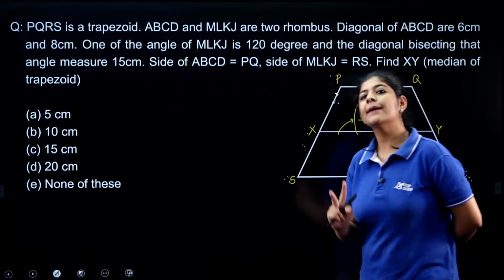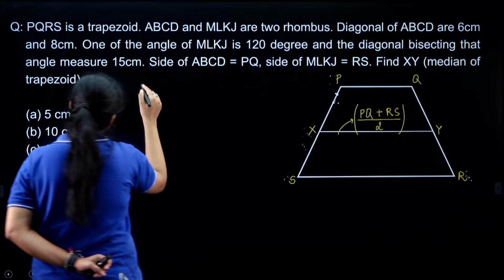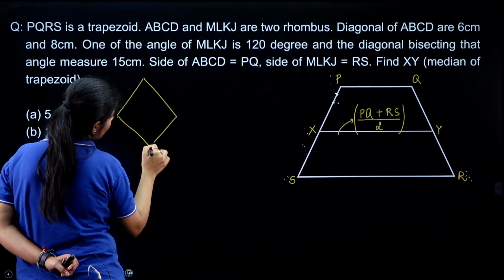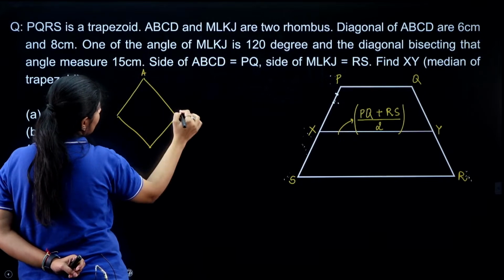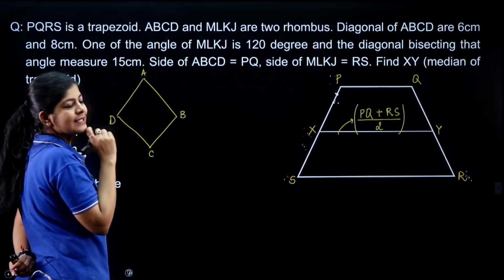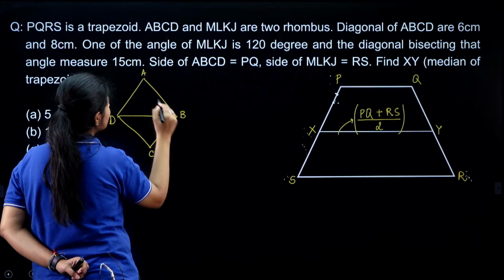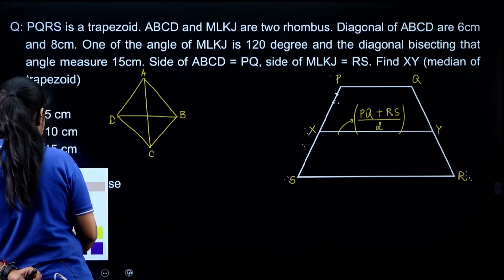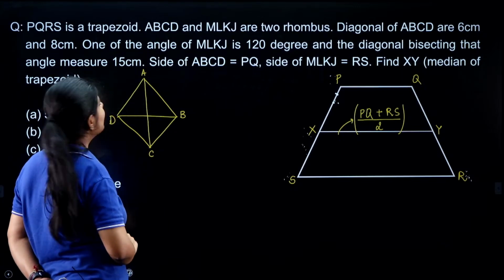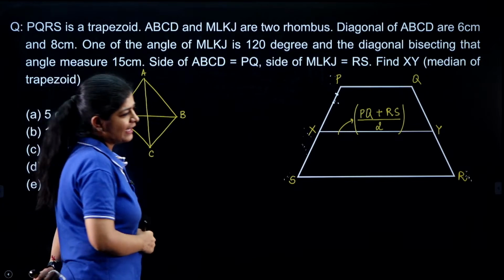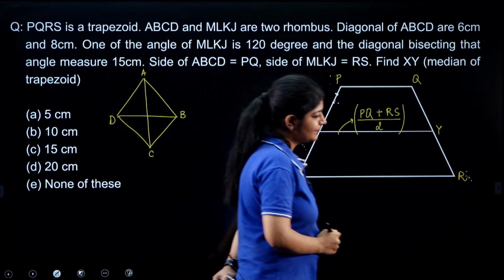Here the question is saying I have two rhombus. So I am just drawing the first rhombus. Let's suppose this is my first rhombus, A, B, C, D. Now the question is saying that these are my diagonals, and the lengths of these diagonals are equal to 6 centimeter and 8 centimeter, right? Now with the help of this, are we able to determine the side?